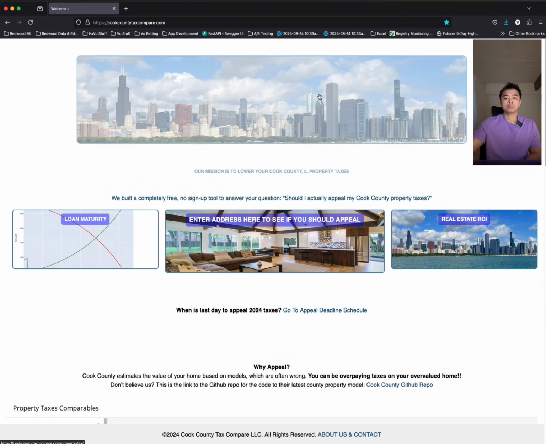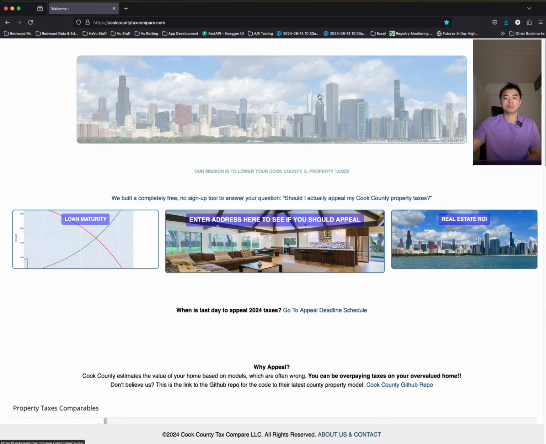One is a loan maturity tool, which calculates your loan and how much interest and principal you have within that loan. Another one is this real estate ROI tool. I use it and I tell my friends to use it in order to calculate the ROI from investment properties. And the main web app that I've built is this property tax appeal tool. So let's take a look.